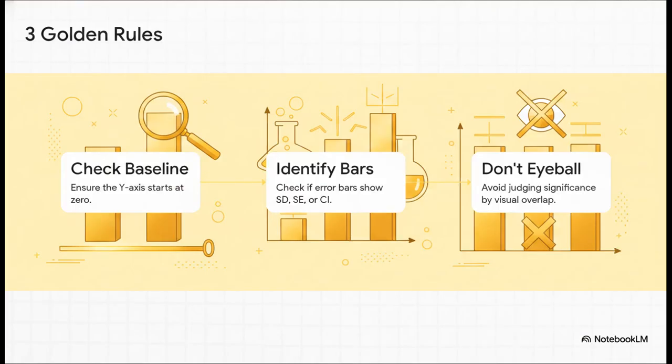So, as we wrap up today's lecture, keep these 3 golden rules in your back pocket. Number 1, check your baselines. Make sure the y-axis starts at 0 so you aren't falling for the truncation trick. Number 2, identify the error bars. Are you looking at the raw spread of standard deviation, the artificially tight standard error, or a robust confidence interval? And number 3, please never judge significance purely by eye. Let the actual statistics do the talking.